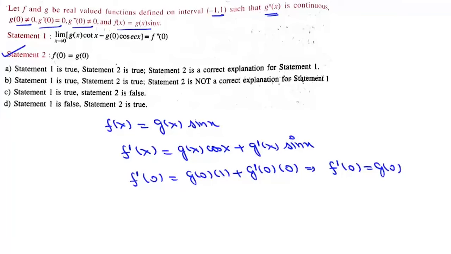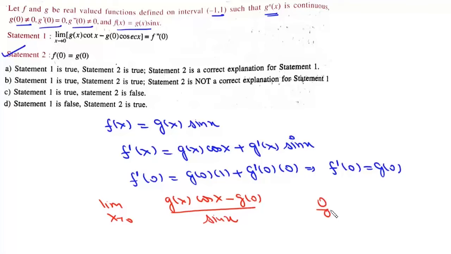Now second one is, we'll check this limit. Now this limit is limit x tends to 0. Now we'll write this as g(x), and we'll change it in sin and cos. So it will be (g(x) cos x minus g(0)) upon sin x. Now this is 0 upon 0 form. We'll use L'Hopital's rule.